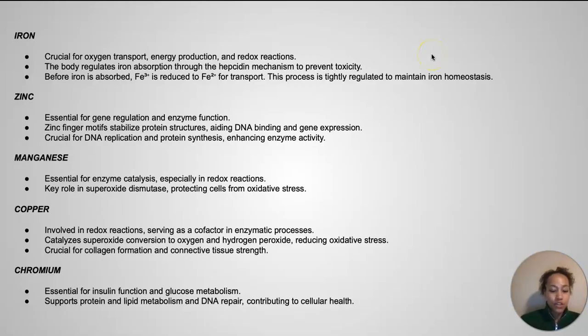Chromium is essential for insulin function, supporting glucose metabolism and blood sugar regulation. Chromium also supports protein and lipid metabolism as well as DNA repair, contributing to cellular health.